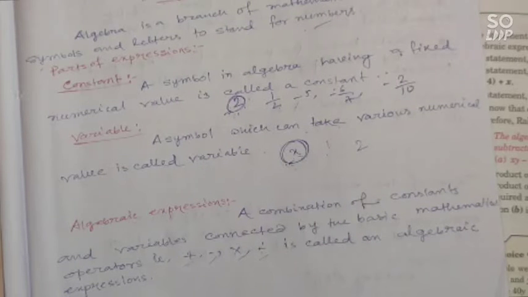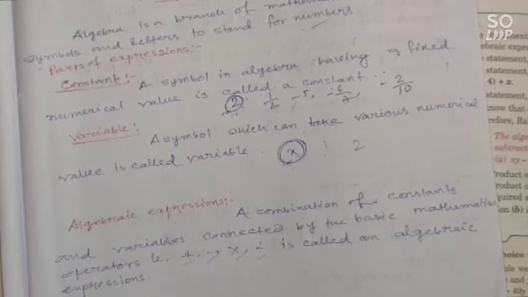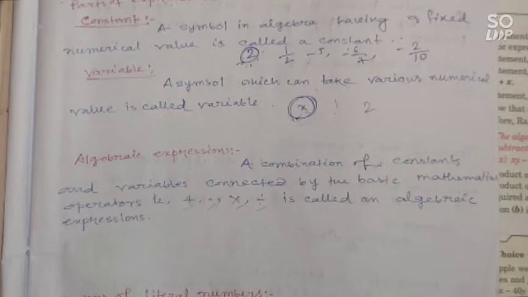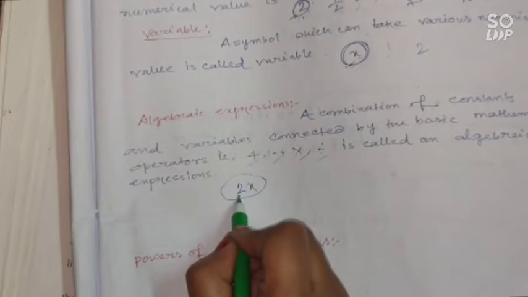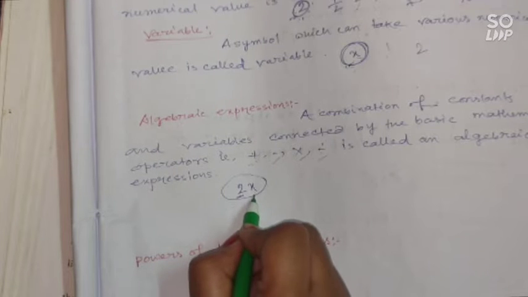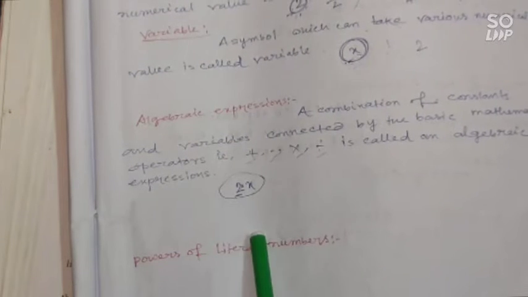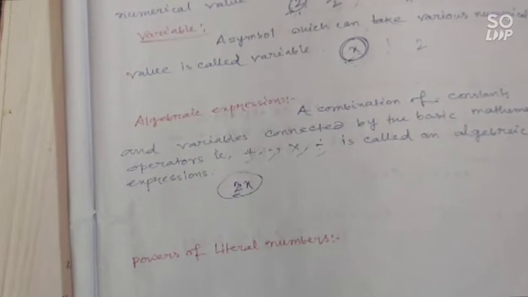So which does not have any fixed value, that is called variable, and which has a fixed value, that is called constant. I think it is clear to everyone what is constant and what is variable. So a combination of constants and variables connected by the basic mathematical operations is called algebraic expression. If I write here 2x, here the constant is 2, variable is x, and their operation is multiplication. So this is an algebraic expression.